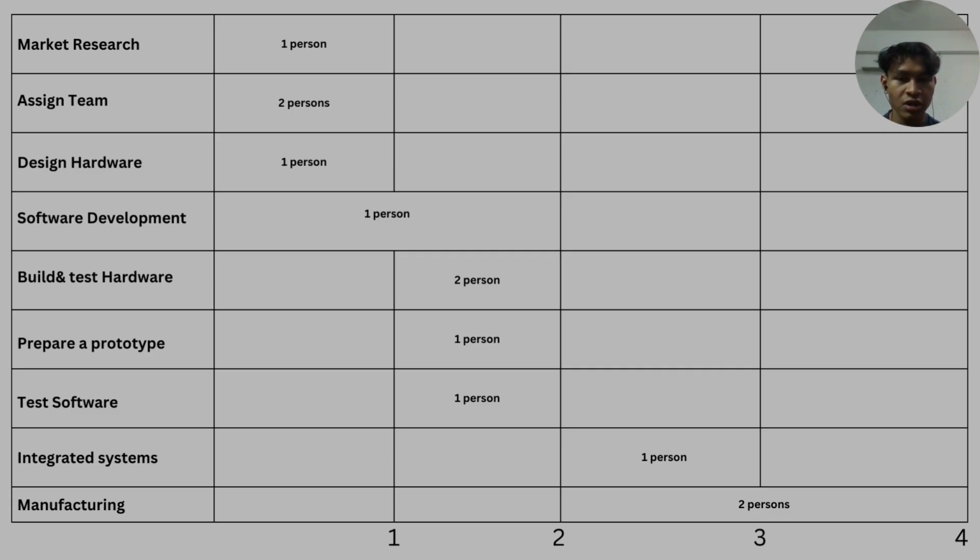And then for the second week, we have the build and test hardware, prepare a prototype, and test software teams to handle their tasks and to complete them. And then for the third week, we have the integrated system project manager to handle their task and to complete the task. And for the last week, we have the manufacturing and marketing team to handle the task given.